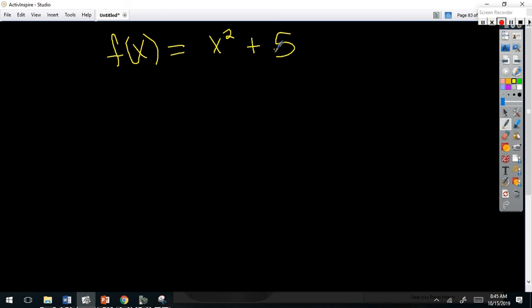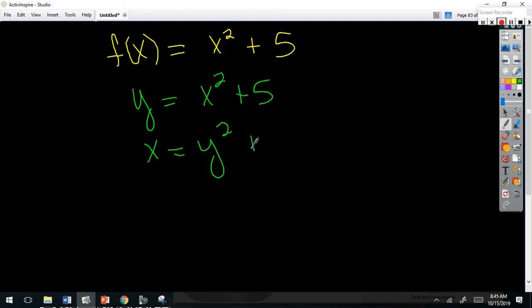Algebraically, what do I need to do to find the inverse? What do you need to do before you minus 5? Change it to y. And then do what? Switch x and y around. So this becomes x, this becomes y. Do y'all remember doing this? No? Okay. And now you're ready to subtract the 5. So I move the 5 over. What now? Square root it.